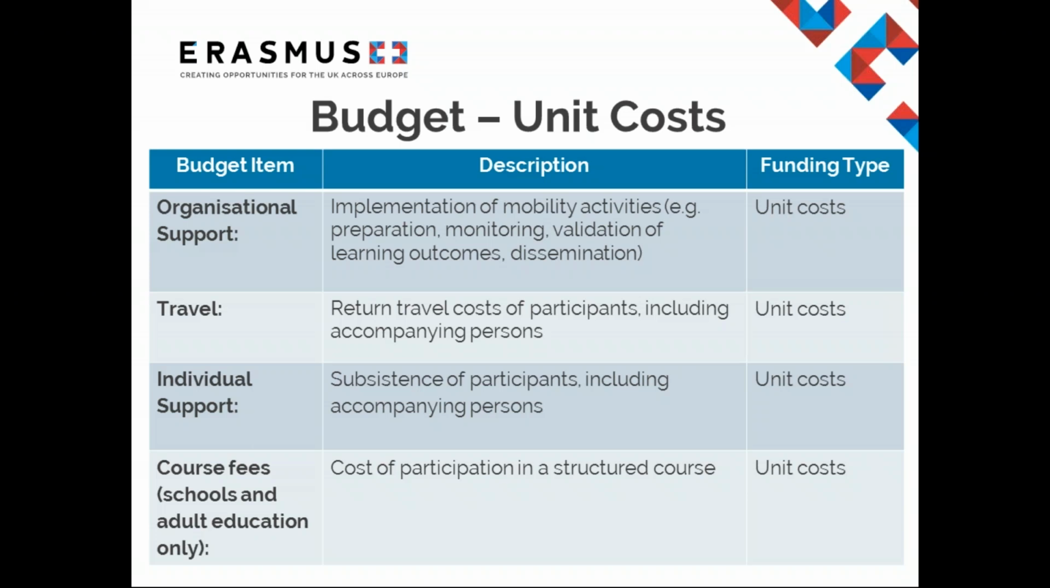For your reference, the amount of organizational support applies to all projects and it is a fixed amount multiplied by the number of participants within the project. This budget heading is meant to cover the organizational and management work needed to successfully complete a mobility project, like the preparation, the monitoring of participants, validation of learning activities, and dissemination of results.